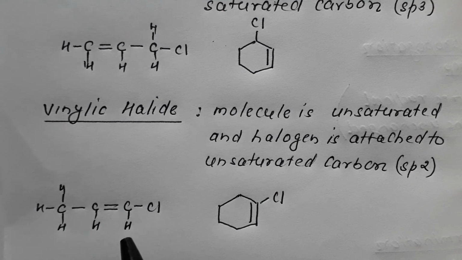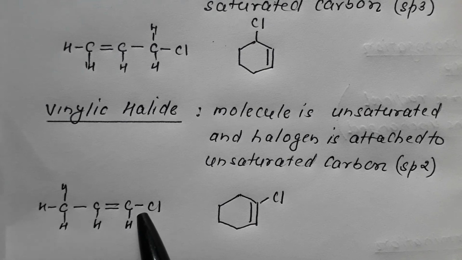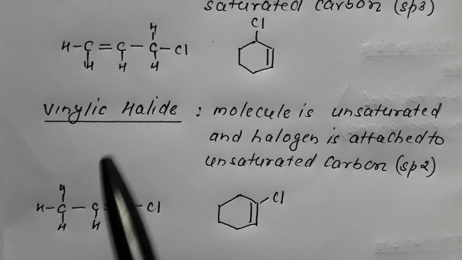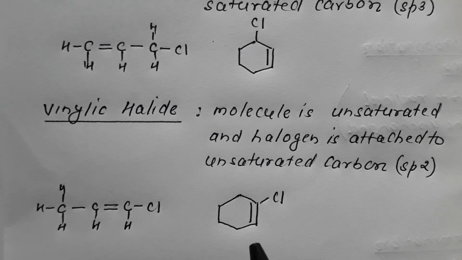Now the halogen is attached to a carbon which is unsaturated, having sigma bond number 1, sigma bond number 2, sigma bond number 3, but the fourth bond is a pi bond. Therefore this carbon is sp2 hybridized, that is, an unsaturated carbon. Therefore it is a vinylic halide.